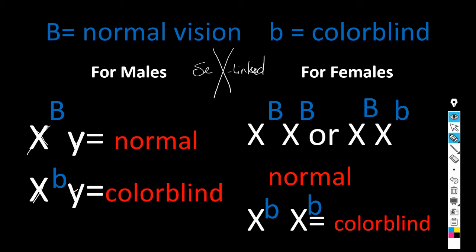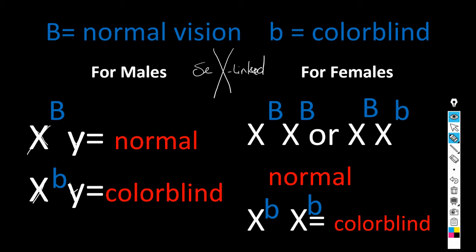So since normal vision is big B and color blindness is little b because it's recessive, if we have a normal male, meaning they have normal vision and they're not colorblind, then we would put X uppercase B, Y. And if we had a colorblind male, we would represent that by X lowercase b, Y. So males only have one allele for sex-linked traits. And this is only for sex-linked traits.